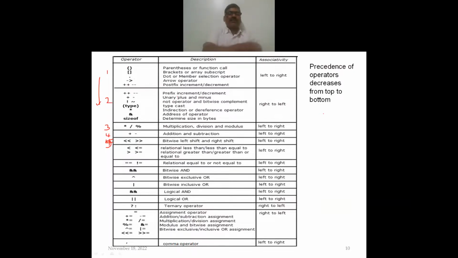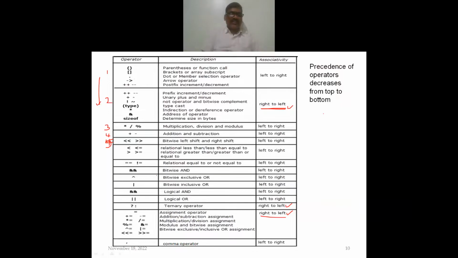This is called prefix increment or decrement, unary plus, unary minus, negation, not, and bitwise complement, and this is a typecast, and this is a pointer indirection, ampersand address-of operator, and then sizeof operator. These all have the same priority. Priority is 2 and its associativity is right to left. Please try to understand that this associativity is right to left. The ternary operator also has associativity right to left, and the assignment and shorthand assignment operators have associativity right to left. So these are the three important categories of operators which have associativity right to left.